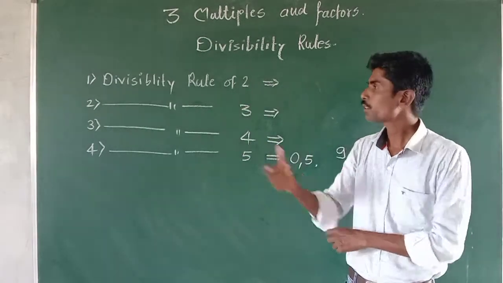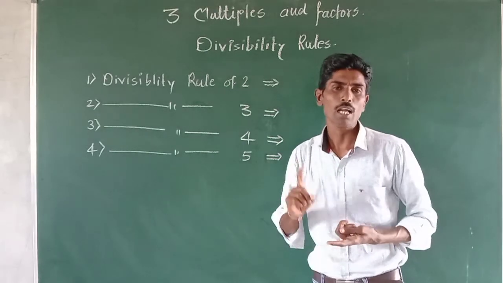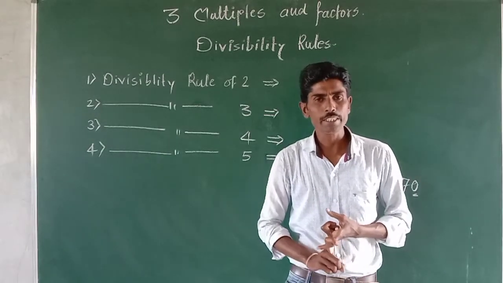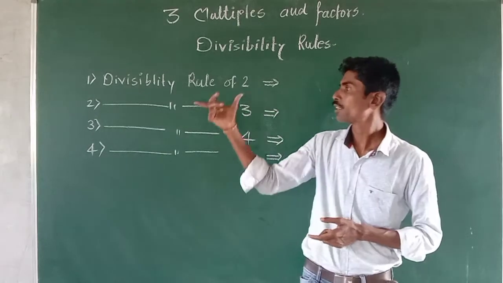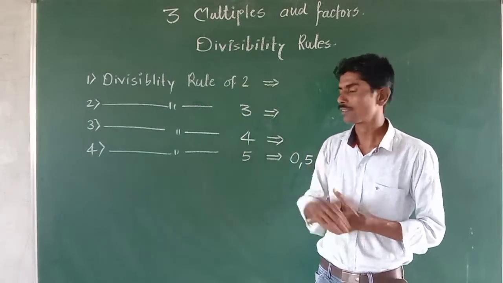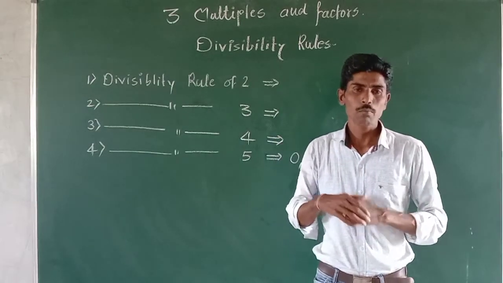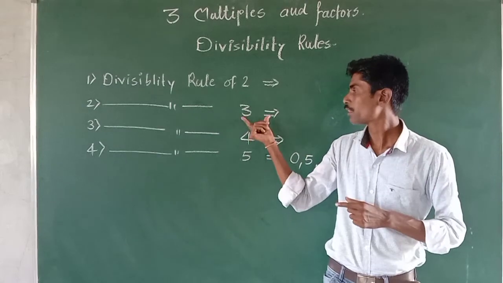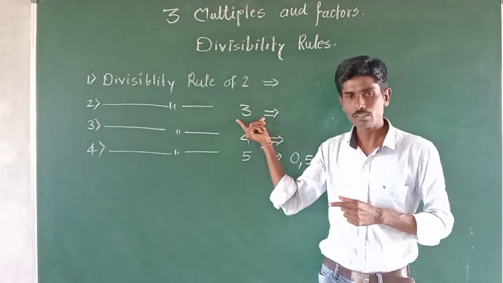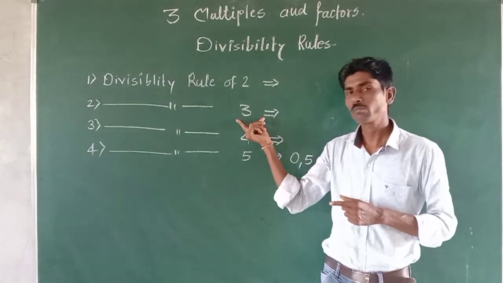Again I will repeat it. Divisibility rule of 2: if any number has 0, 2, 4, 6 or 8 on the ones place or unit place, then that number will be exactly divisible by 2. Then 3: if the sum of all digits is divisible by 3, then the whole number is divisible by 3.